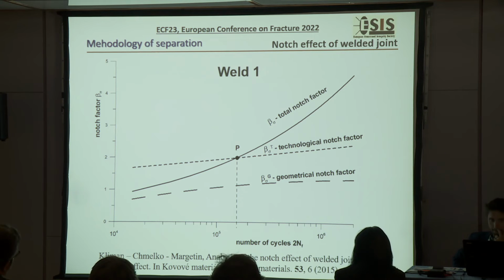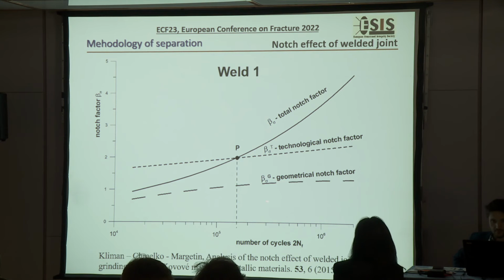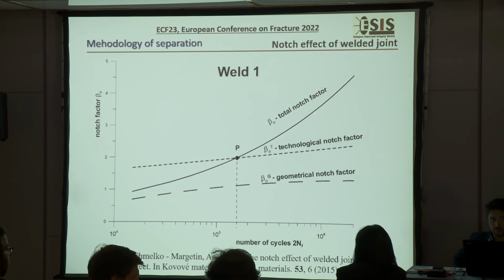This is the situation or calculation for weld 1. This is the worst weld. It's possible to see that the geometrical notch factor can also have a negative value. Its explanation of why this is possible, I leave for discussion. From the point P, when the geometrical notch factor becomes positive, it's relatively possible to remove this part of the geometrical notch factor. It's possible to remove it or enlarge or extend the fatigue life, as I will express a little bit later.